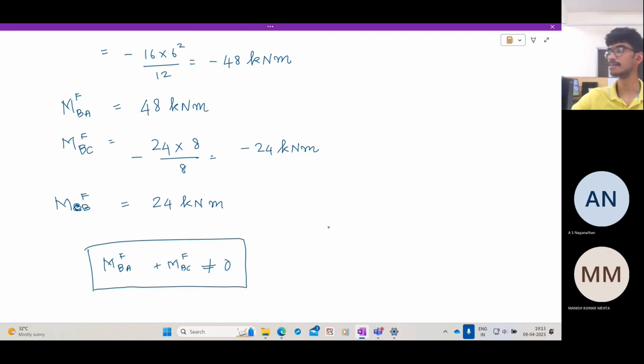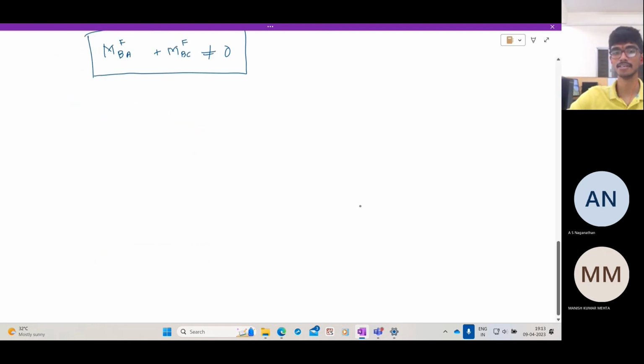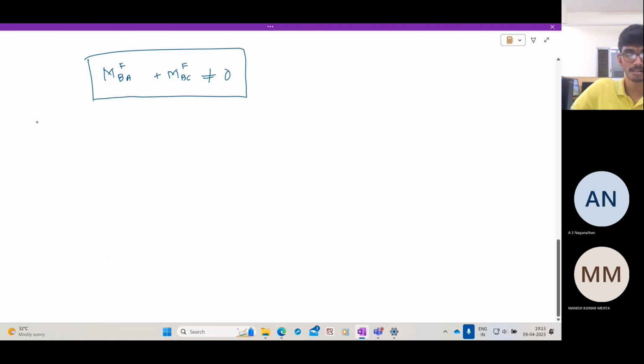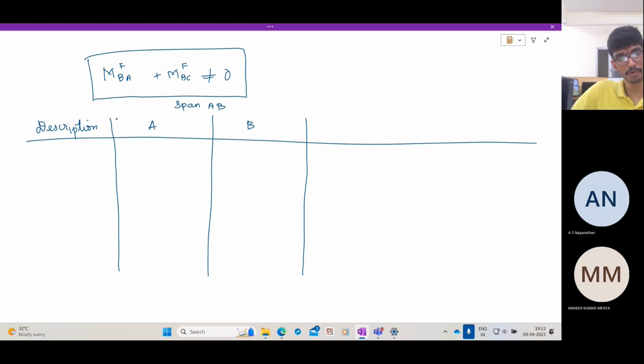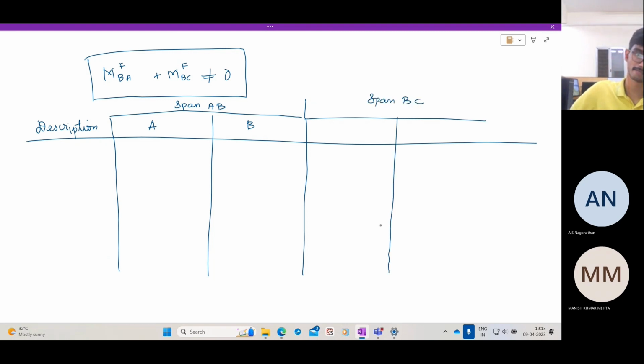So now let us get into the moment distribution iterations. Let us make a table. Let me call the first column description, as to what is happening there. And then what are the joints? We have joint A and joint B, so this is the span AB. In span AB, you have these two. And in span BC also you have these two joints, B and C.